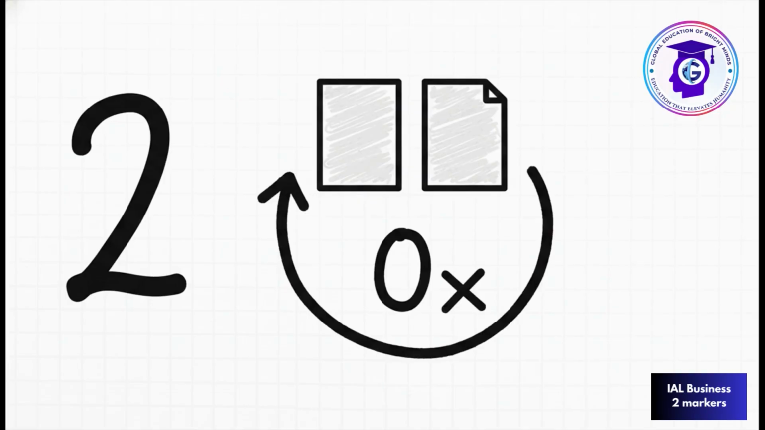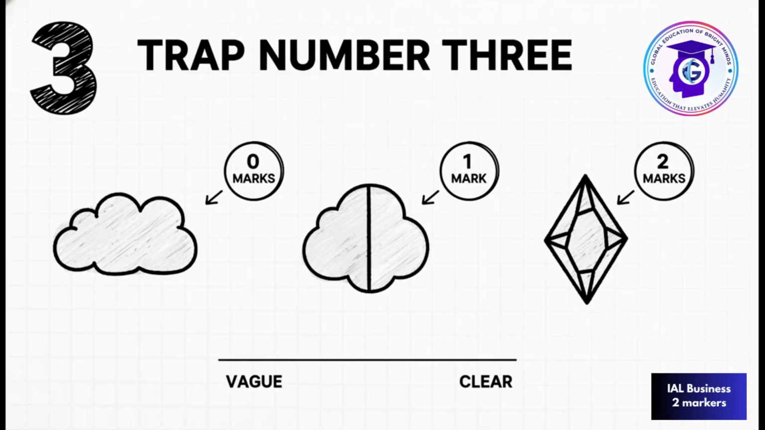Do not just repeat the words in the question. Saying something like, venture capital is capital from a venture doesn't actually define anything, right? It just restates the term. It shows absolutely 0 understanding, and it gets, you guessed it, 0 marks. And the third and final trap is just being too vague or wishy-washy.